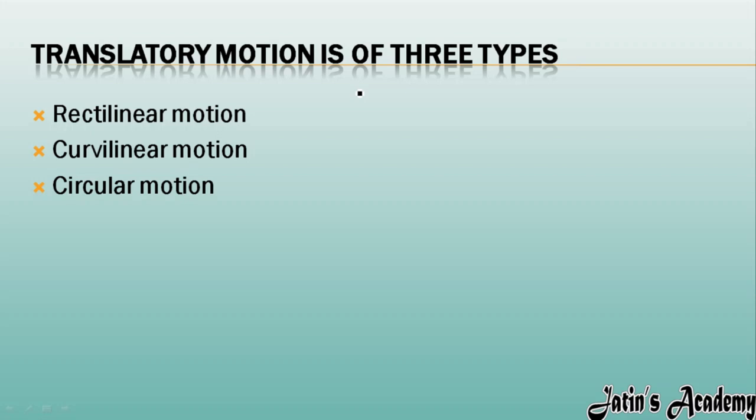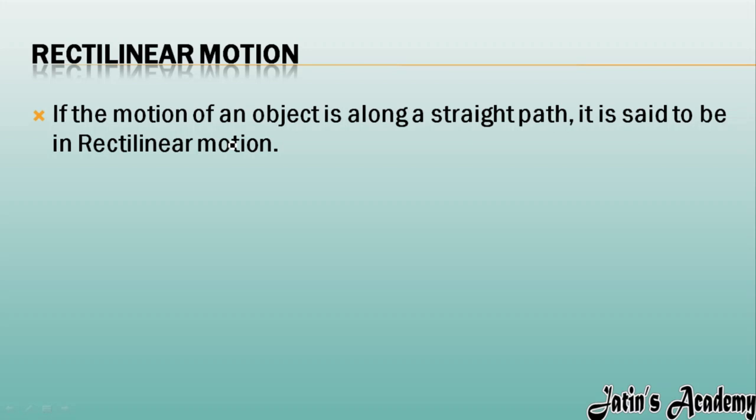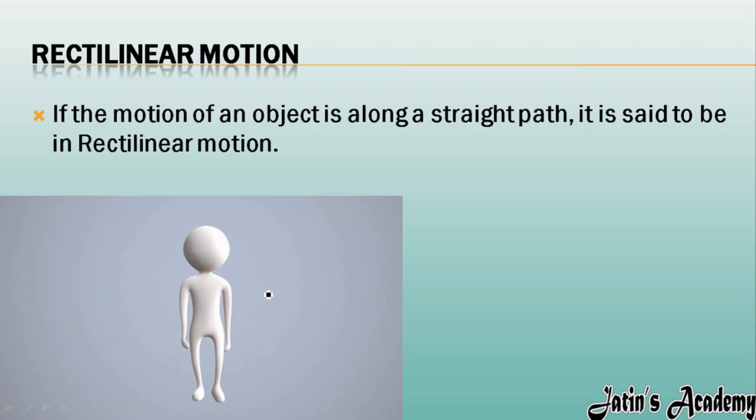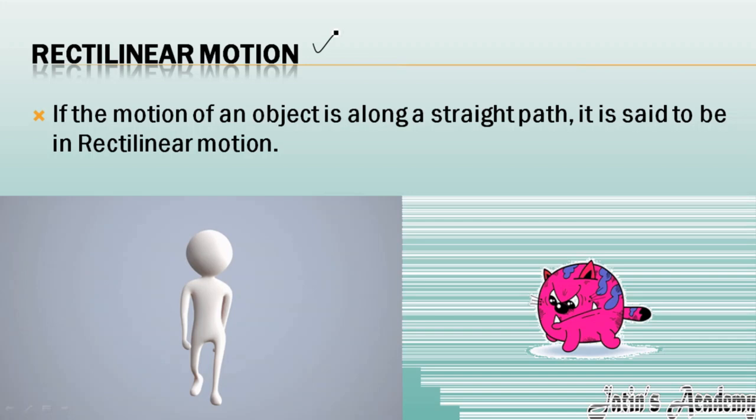So the first type of translatory motion is rectilinear motion. What do you mean by rectilinear motion? If the motion of an object is along a straight path, when the object is moving in a straight path, then that object is in which motion? It is in rectilinear motion. See this example also, this cat is moving in a straight direction. So when any object is moving along a straight path, that object's motion is which motion? Yes, it is rectilinear motion.